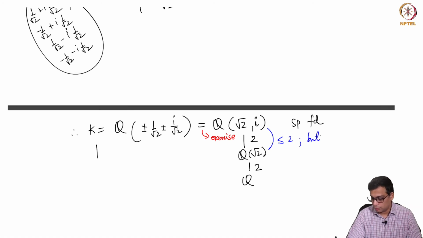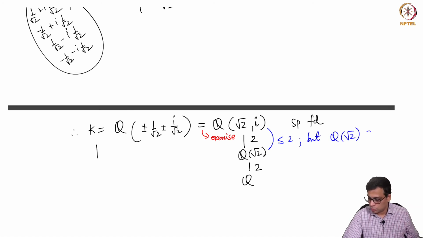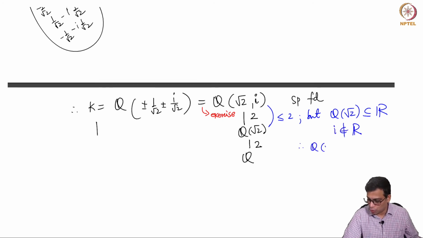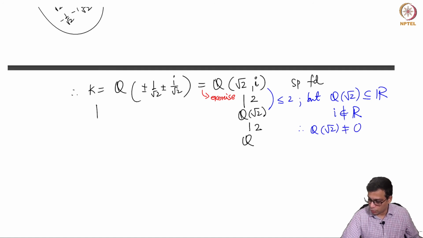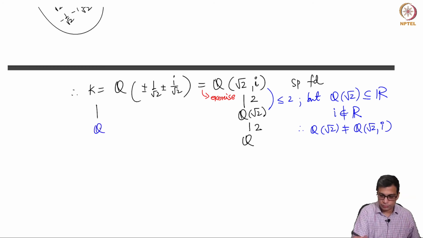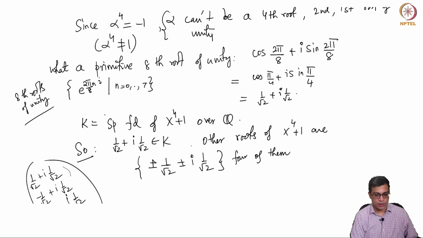But then Q root 2 is in R, and i is not in R. So these cannot be equal. So Q root 2 cannot be equal to Q root 2 comma i. So this is at least 2, but at the same time it is at most 2. So it has to be 2. So that means K over Q is 4. So that is the solution to this.